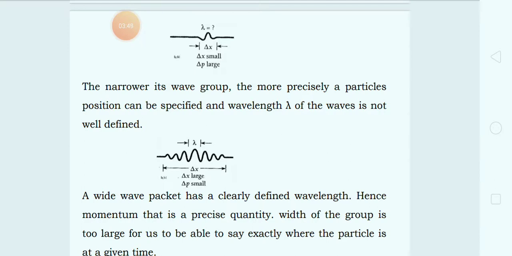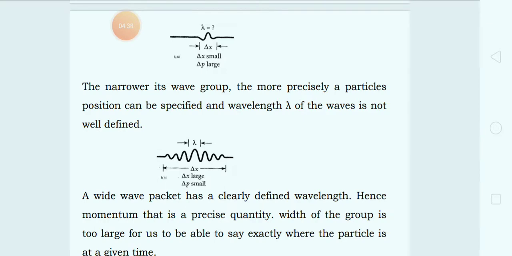On the other hand, a wide wave group has a clearly defined wavelength, therefore the momentum corresponding to it is a precise quantity, but the width of the group is too large to say where exactly the particle is at a given point of time. So the wavelength of the wide wave group can be easily evaluated, whereas the position of the particle can be quite difficult to determine if you want to go for the simultaneous measurement of these two parameters. Thus, the introduction of the uncertainty principle given by Heisenberg.